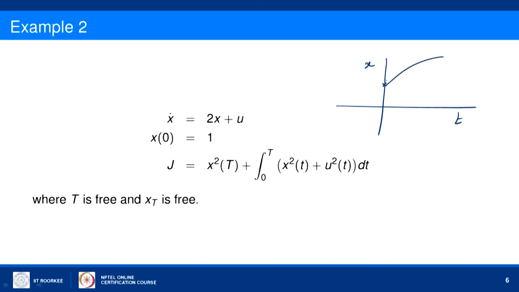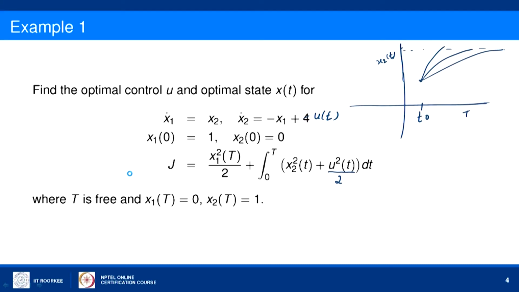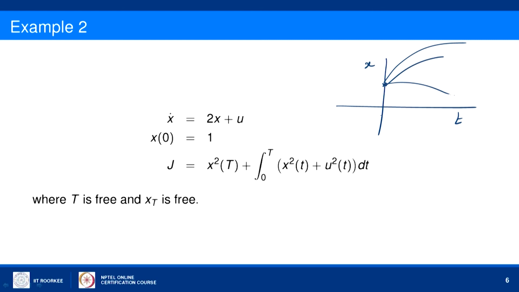So, the optimal control problem is it can be any of these curves, because final time and final position, both of them can be arbitrary here, but it should minimize the functional j. So, to solve this problem we make use of the usual equations 3, 4, 5 subject to the boundary condition here 6. So, we see here h, so this expression. So, here the initial time is fixed and the final time is arbitrary.